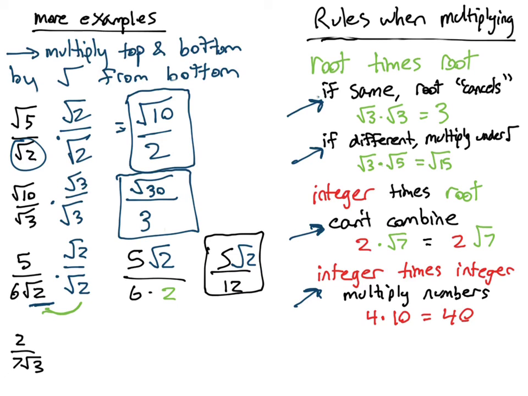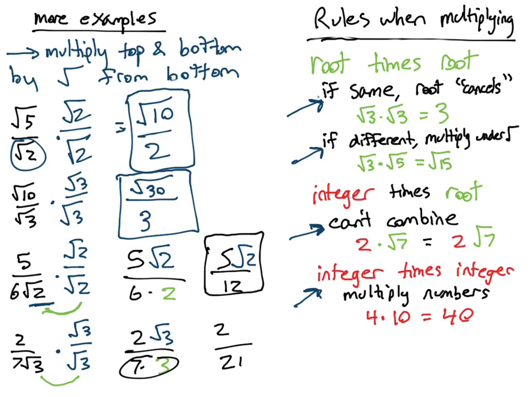And in this final example, we need to multiply times the square root of 3 in the numerator and denominator. In our numerator, we have 2 times the square root of 3. And in our denominator, square root of 3 times itself is equal to just the integer 3. And we can multiply these two integers together. 7 times 3 gives us 21.